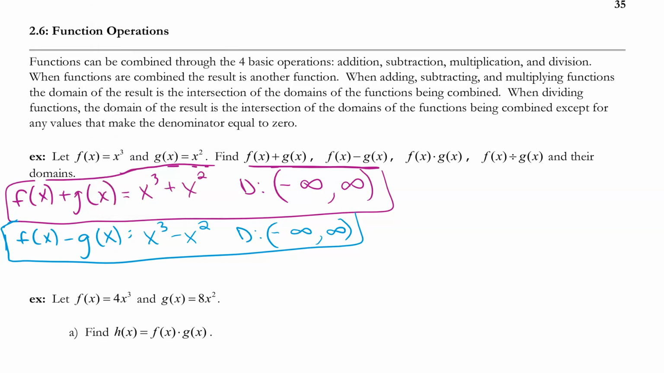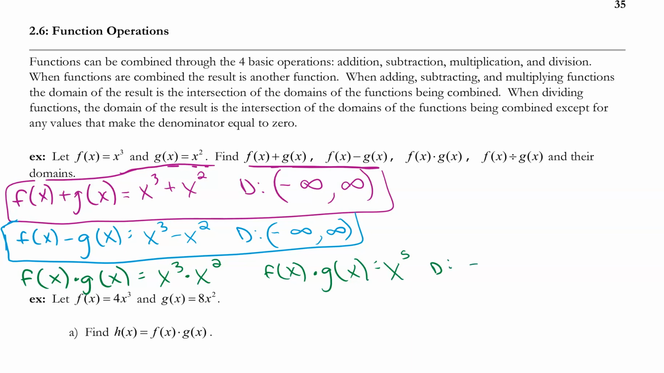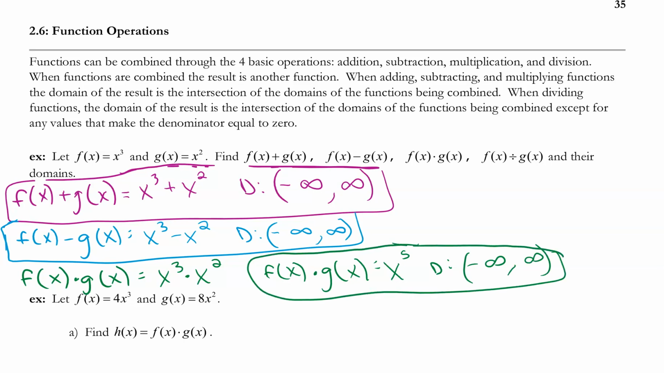Now we have f of x times g of x. Well, f of x times g of x is equal to x cubed times x squared. When you multiply numbers or expressions with the same base, you add the exponents. So you would get f of x times g of x equals x to the fifth. And the domain, well, to the fifth power, that's negative infinity to positive infinity. No restrictions there. We don't have a square root or a denominator.